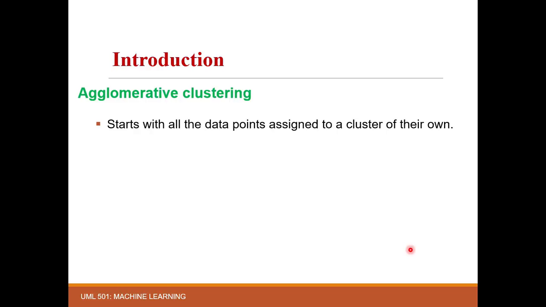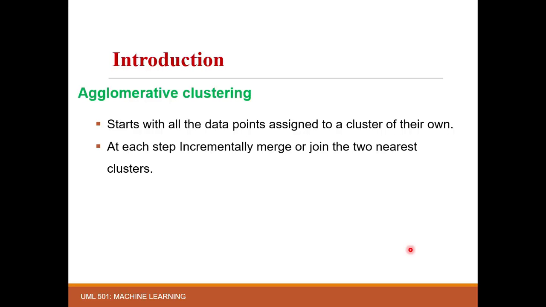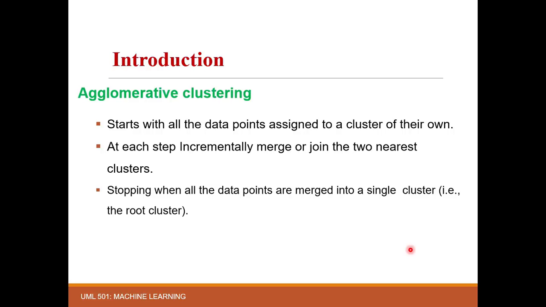Agglomerative clustering starts with all the data points assigned to a cluster of their own. That means in the start, every point will serve as a single cluster. If there are n points, there are n clusters. At each step, incrementally merge or join the two nearest clusters. That means at every step, you have to merge the two clusters that are nearest to each other into one cluster, stopping when all the data points are merged into a single cluster, that is the root cluster.